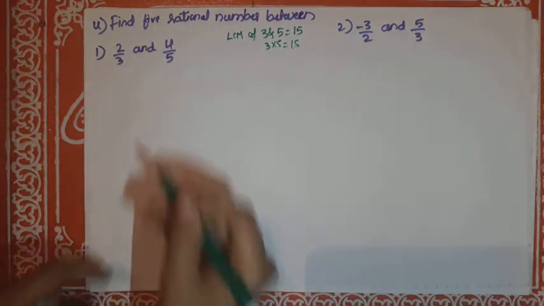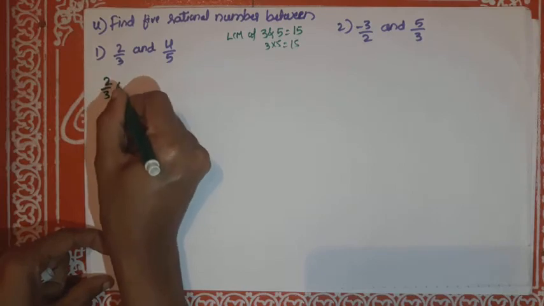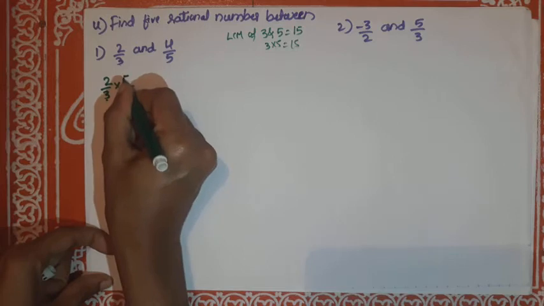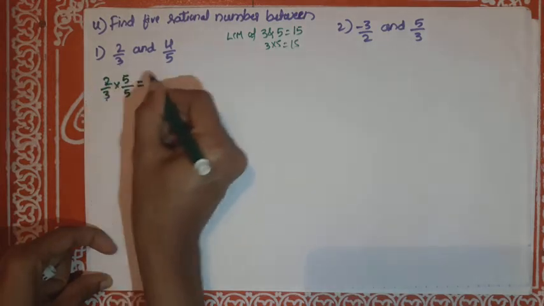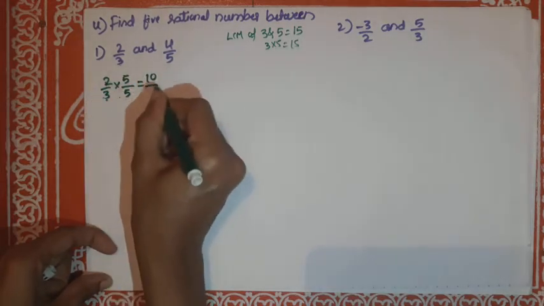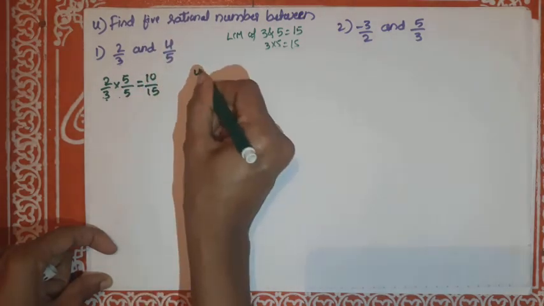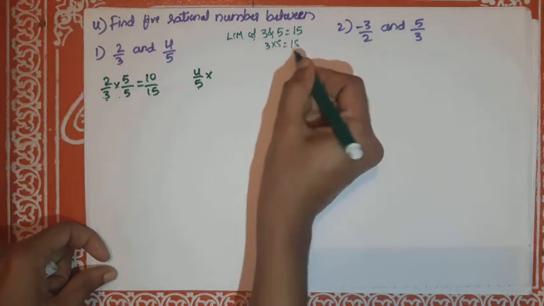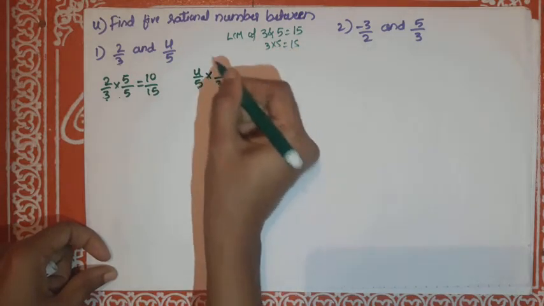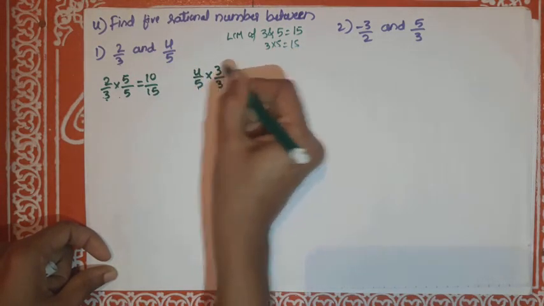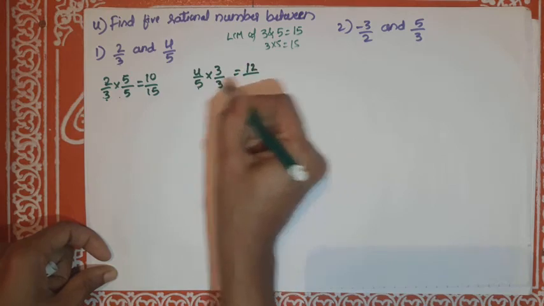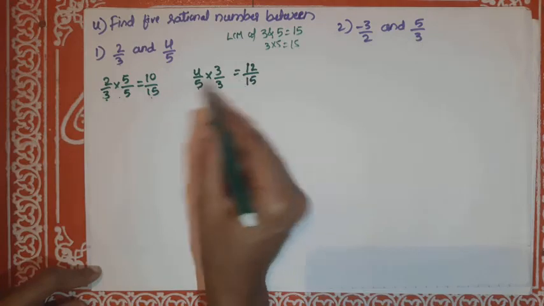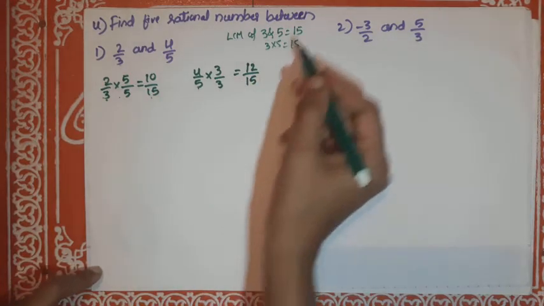So here, for 2 by 3, I write the denominator as 15. I multiply and divide this by 5: 2 times 5 is 10, 3 times 5 is 15. Then 4 by 5 can be written as... for 5 to become 15 we need to multiply by 3. Here also 3: 4 times 3 is 12, 5 times 3 is 15. Now the denominators are the same, that is 15.